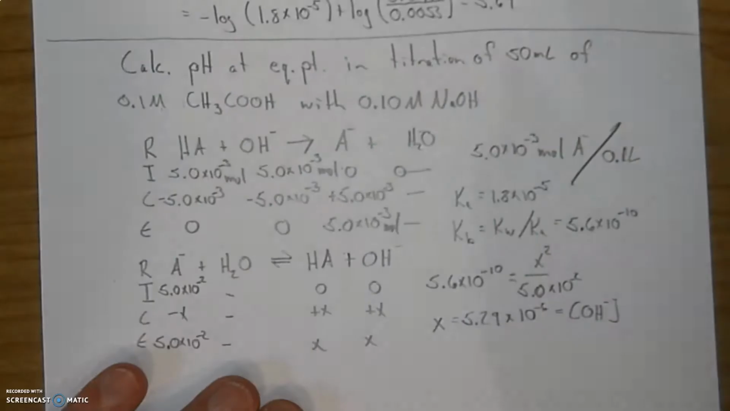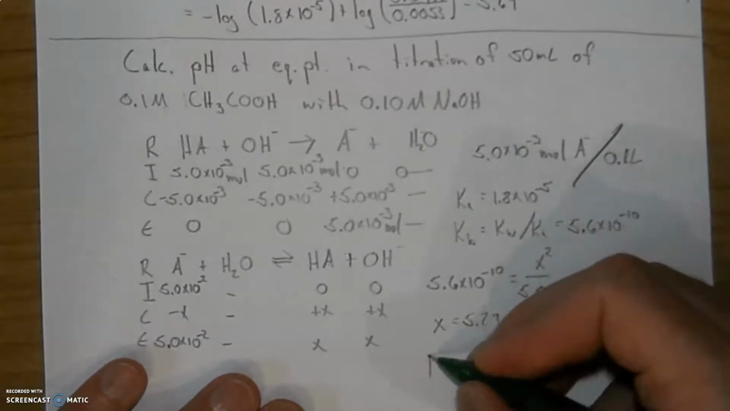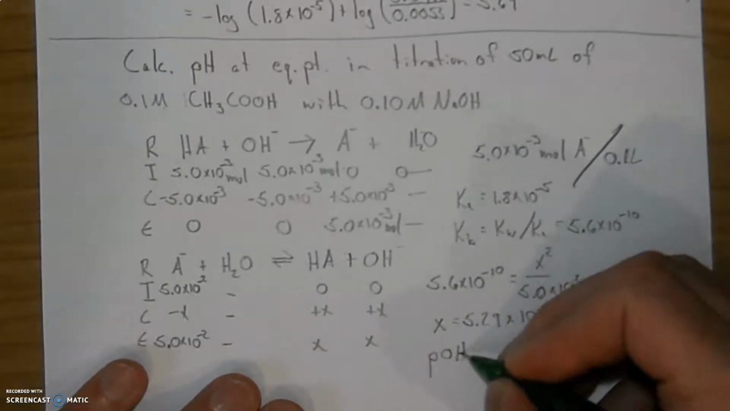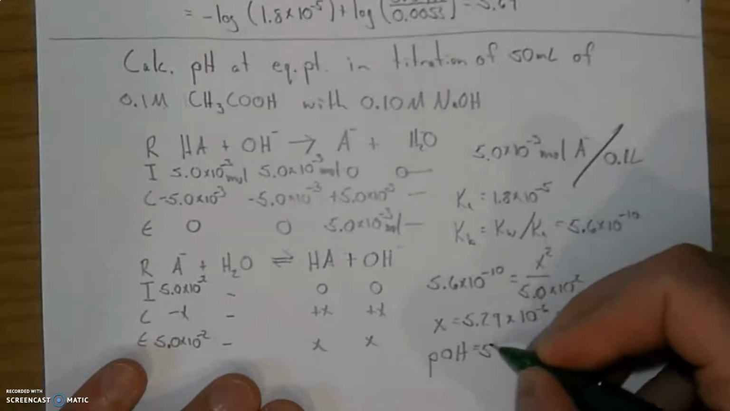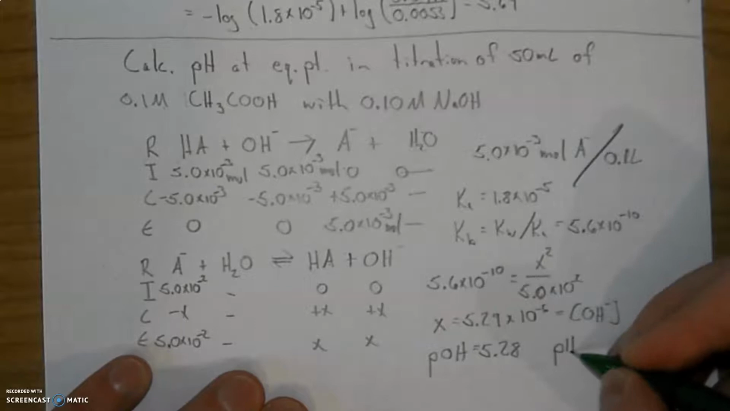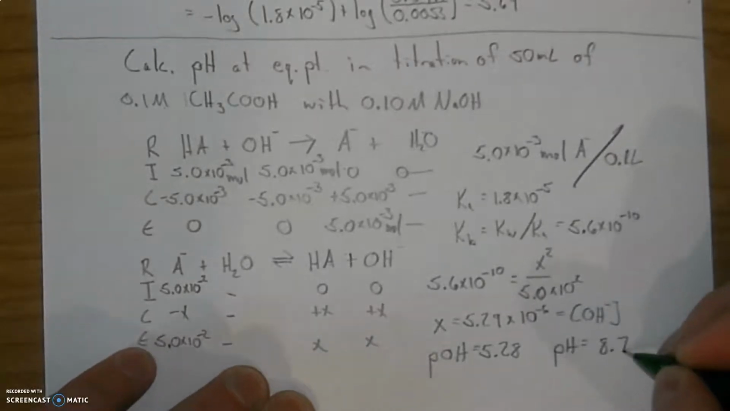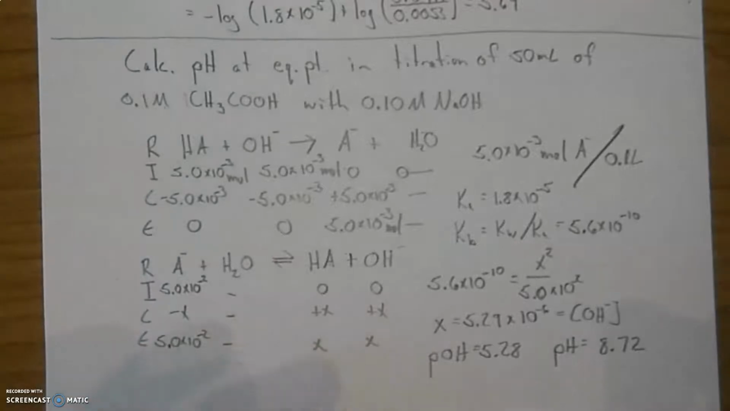We want pH. If I go ahead and do the negative log of this thing, the pOH will be 5.28, and my pH, by subtraction from 14, will be 8.72. And there you have it. Problem done. So yeah, a little bit tricky.